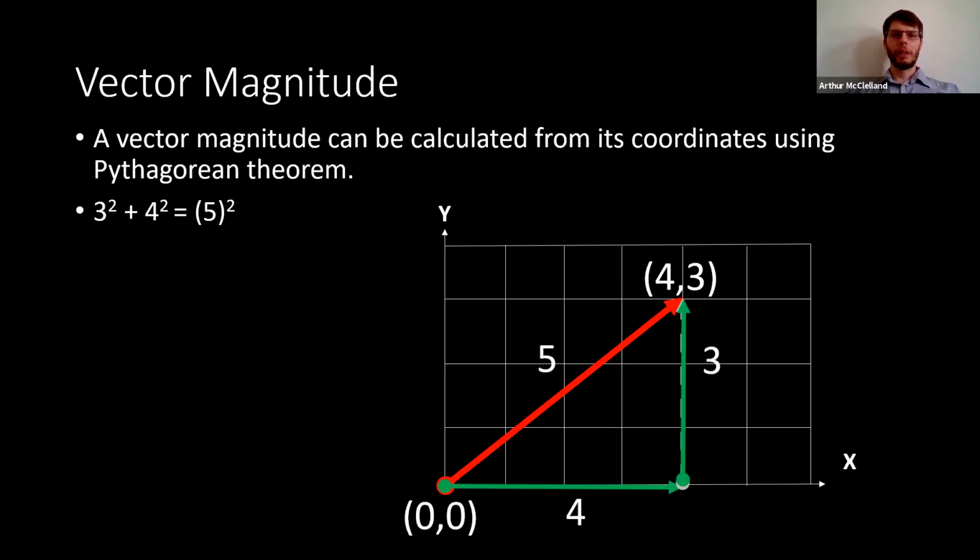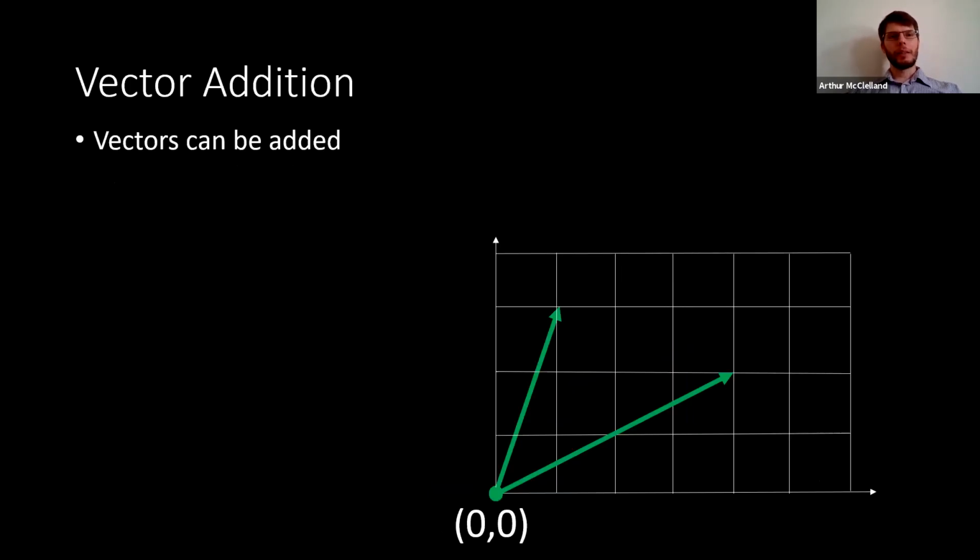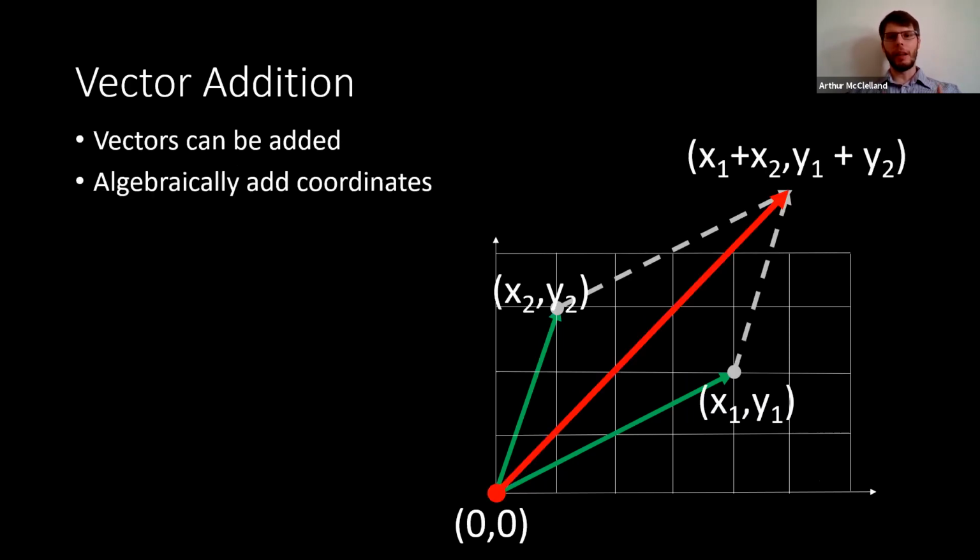All right. So we can add vectors together. Vector addition can be done algebraically, just adding the coordinates. Vector 1 with coordinates x1, y1 plus vector 2 with coordinates x2, y2 would sum up to a vector with coordinates x1 plus x2 and y1 plus y2.